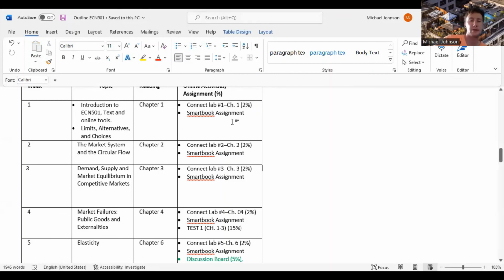There's no real difference. It's just called something else. There's no real difference between both. It's just a different name.